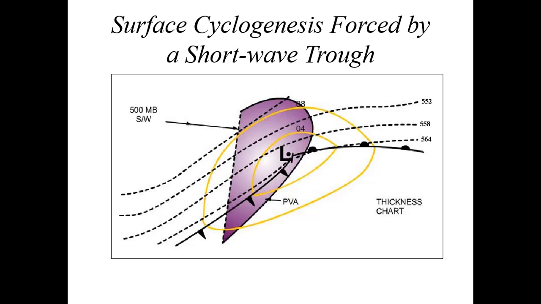You'll notice that the positive vorticity advection, the purple shading, is actually not completely over the entire length of the frontal systems, but pushed back to the poleward, northward, or to the lower or colder thickness values. Lower thickness values, colder temperatures.